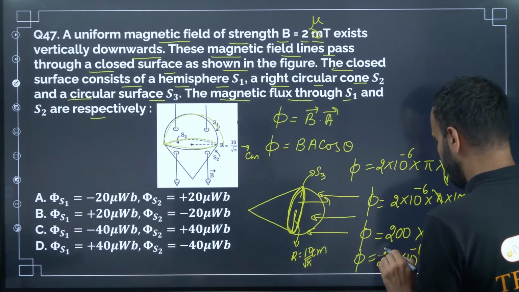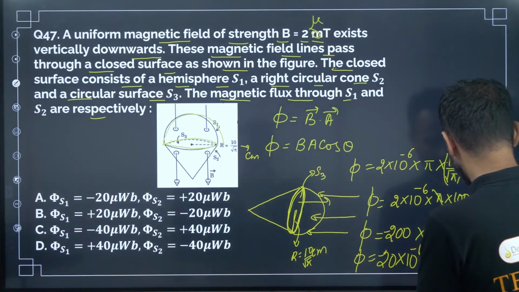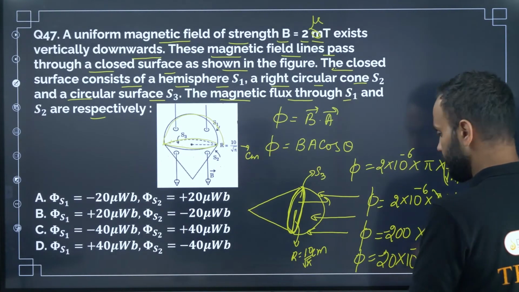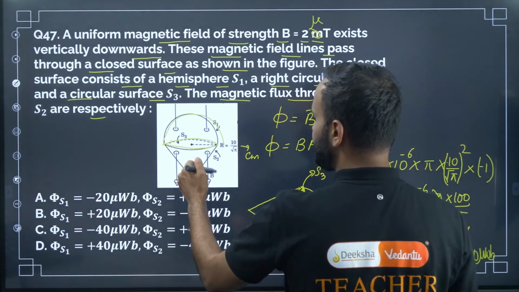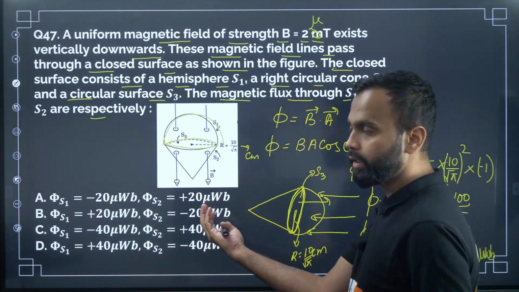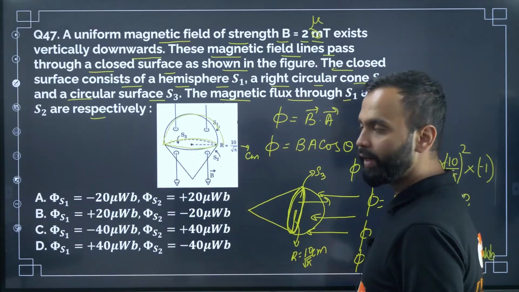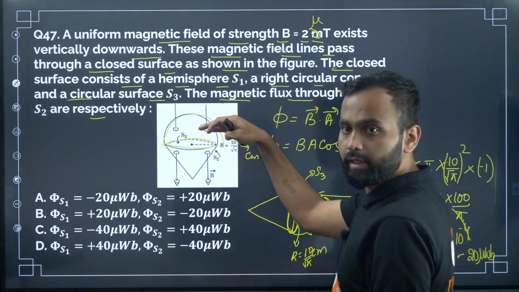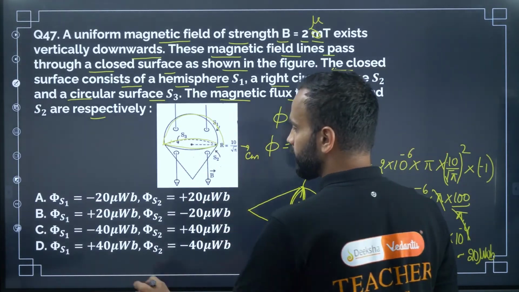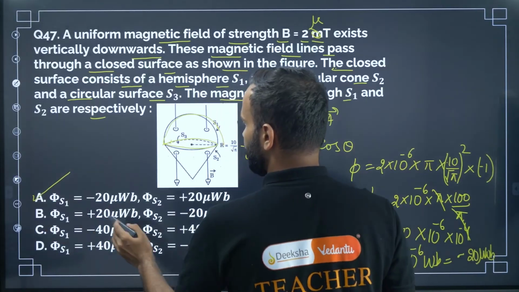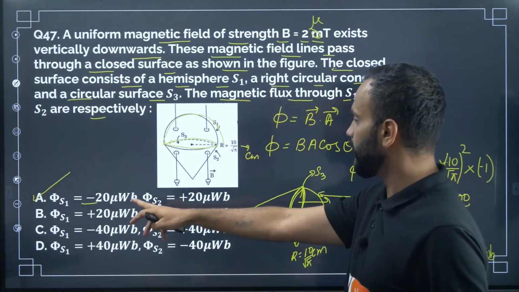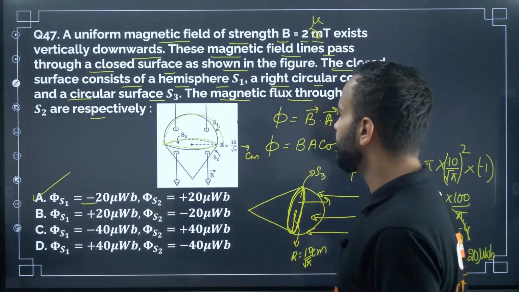Or here this is minus 20 microweber, okay? What is the magnetic flux passing through the cone surface? That is plus 20 microweber, right? Why? Because area and magnetic field both are in the same direction. So option A is the correct answer. Phi S1 equal to minus 20 microweber and phi S2 equal to plus 20 microweber.